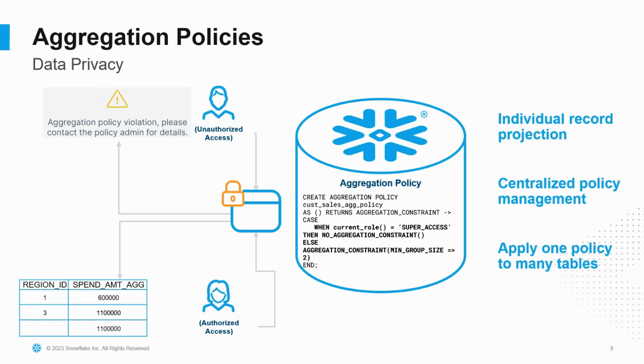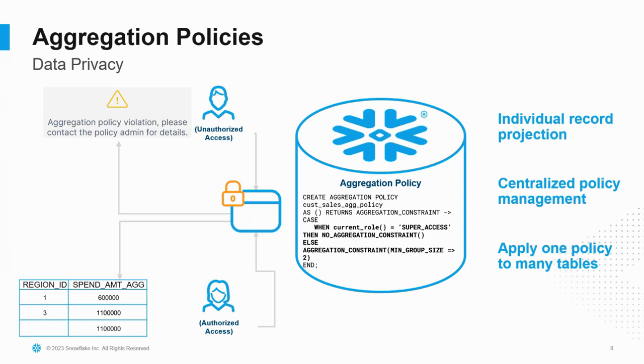Next is to protect the data at a grain level. You have aggregation policies. They give protection against querying an individual record or a small group of records. You can specify the group on which you want to apply this policy, and if the output is going to be below or equal to that group size, you will get an error saying there is an aggregation policy violation.